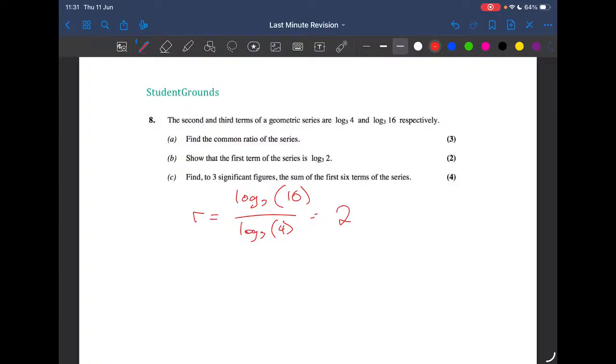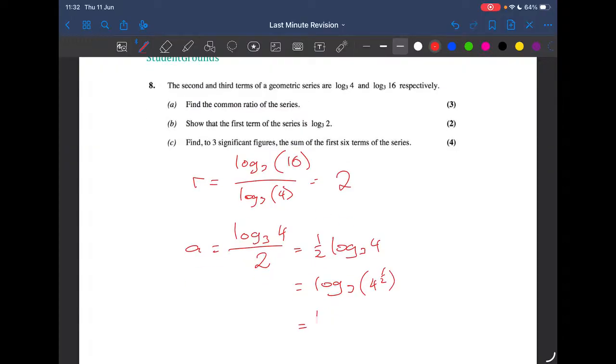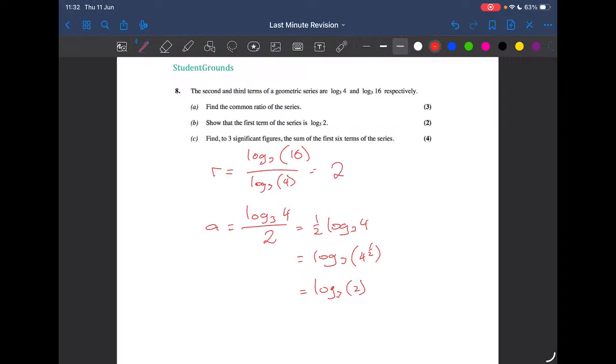So the first term is equal to this. So if there's second and third, what we have then is that A is going to be the second term divided by 2. Well, that is a half of log 3 to the 4, which is going to be log base 3 of 4 to the half, which is log base 3 of 2. Looks good to me.